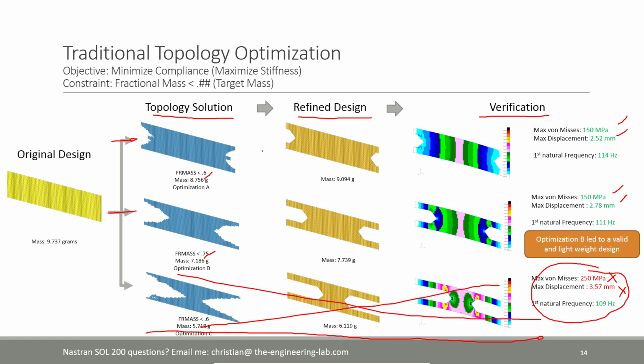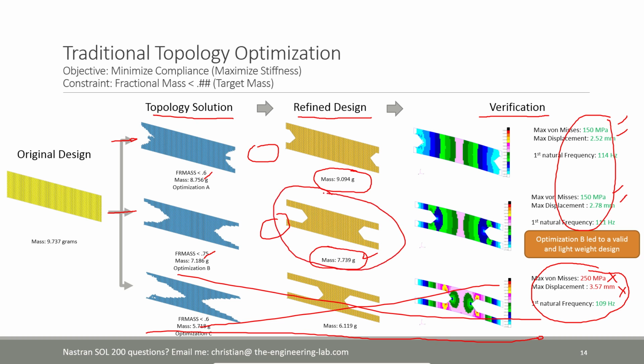So here we see this option and this option have verified results. So now which one do you pick? The one with a mass of 9 grams or the mass of 7 grams? Of course, this is the one that weighs the least. So this design is the design you would finally select.